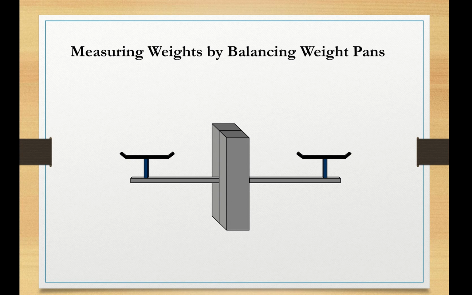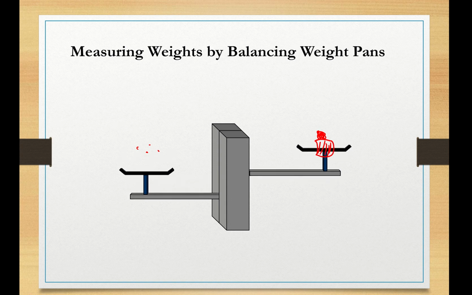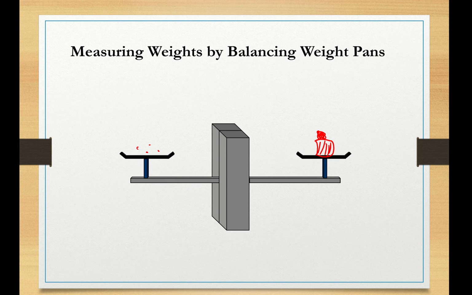Balances measure weights by balancing. Place weights on the right pan. Place your sample on the left pan, unlock your balance, and turn the readout knob until the two arms at level are exactly the same height.